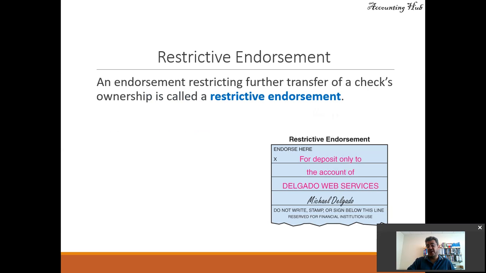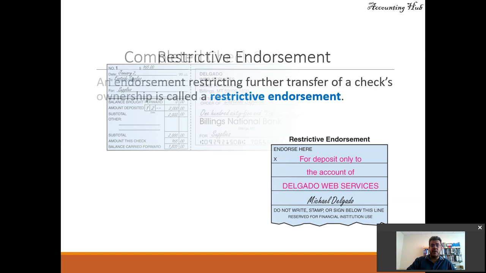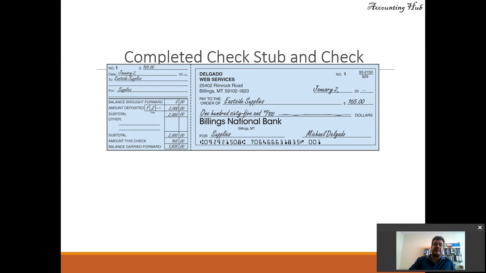Here, it is not what she wants. It is for deposit only to a specific bank account. So I can write it, and it is usually manual writing, and I can endorse it in a very restrictive way. Now, how do we write checks and check stubs?